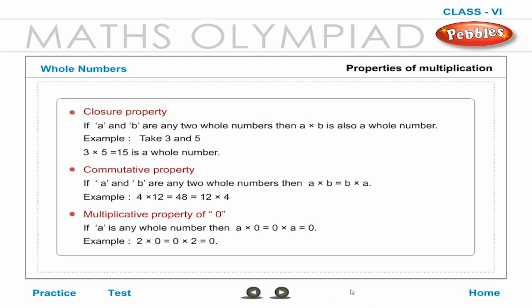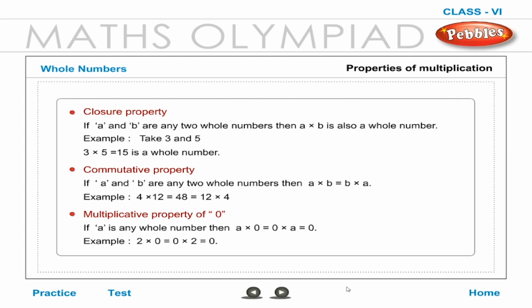Properties of multiplication. Closure property. If a and b are any two whole numbers, then a into b is also a whole number. Example, take 3 and 5. 3 into 5 is equal to 15, which is a whole number. Commutative property. If a and b are any two whole numbers, then a into b is equal to b into a. Example, 4 into 12 is equal to 48, that is equal to 12 into 4.